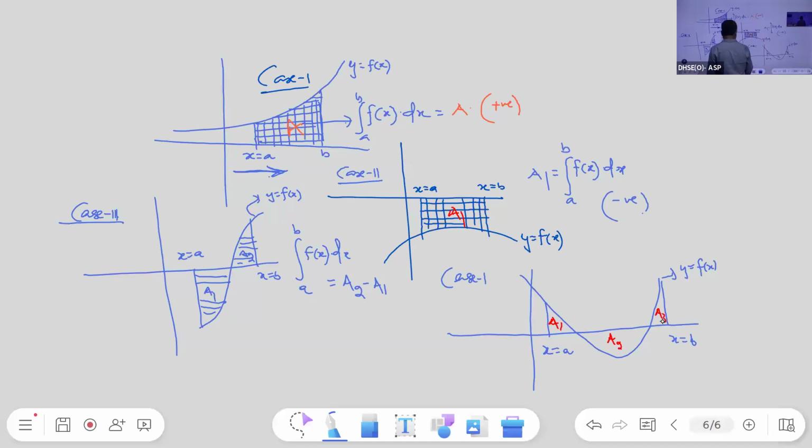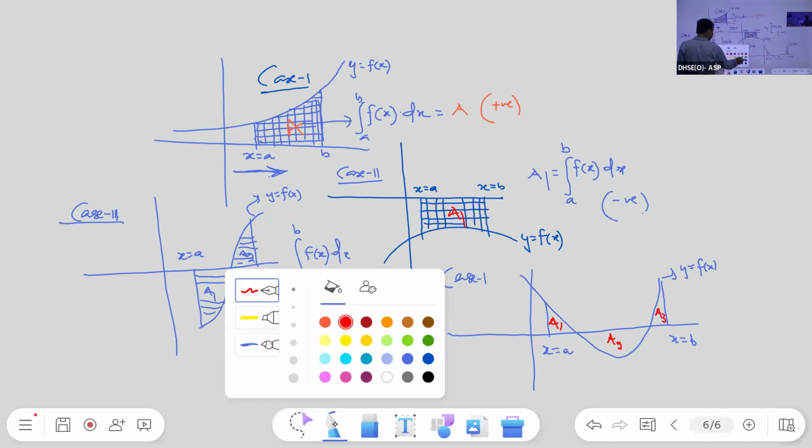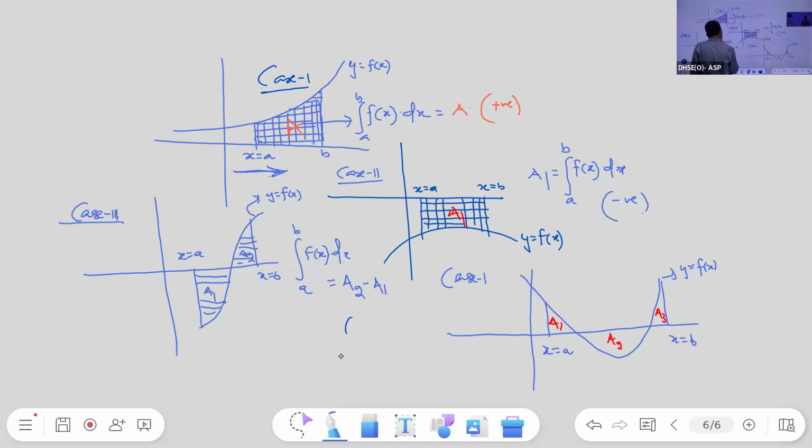Then you can write integral a to b f of x dx equals A1 minus A2 plus A3. I hope it is clear to you what is the geometrical interpretation of the definite integral.